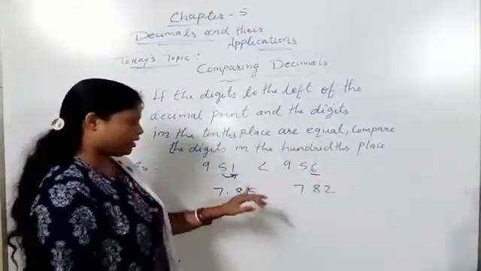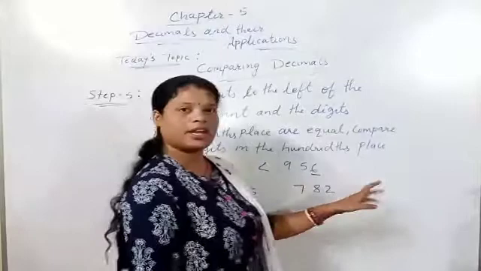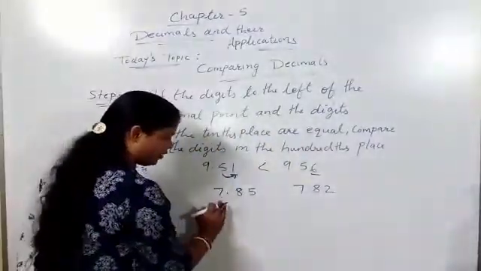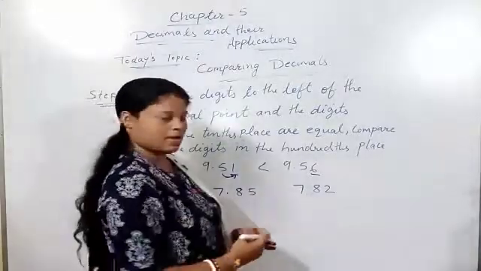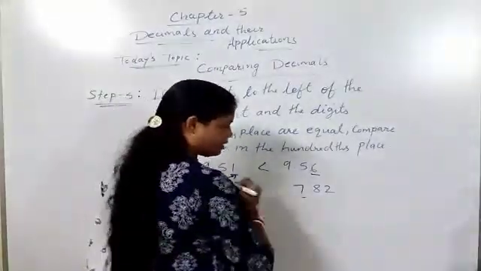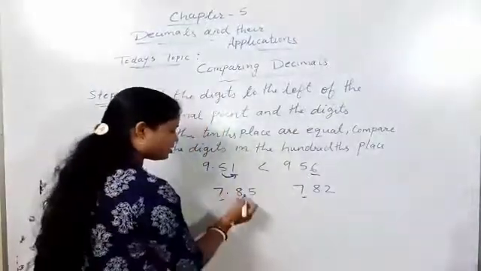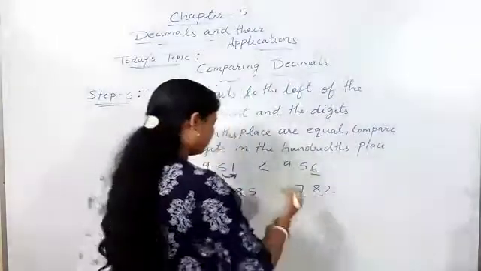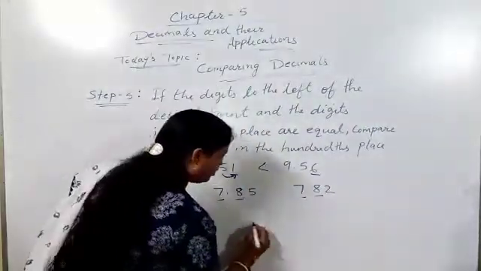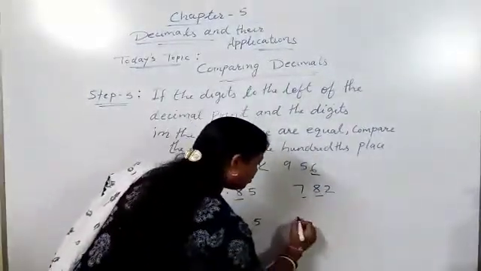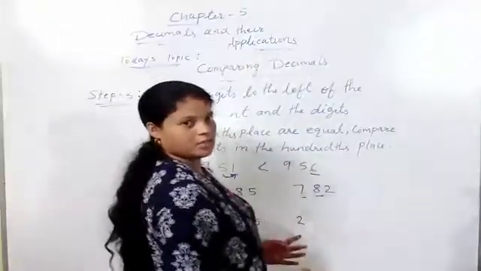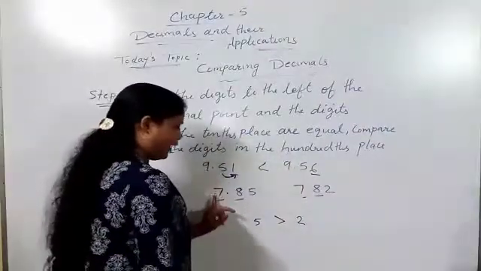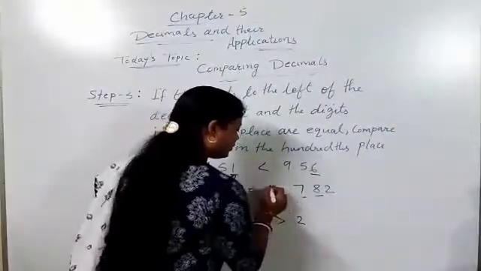Okay, 7.85 and 7.82. Again we'll check according to our steps. Before the decimal both are 7. Then we check the tenths place, both are 8, which means equal. Now we check the hundredths place. Here 5 and on this side 2, and we know that 5 is greater than 2. So we write that 7.85 is greater than 7.82.